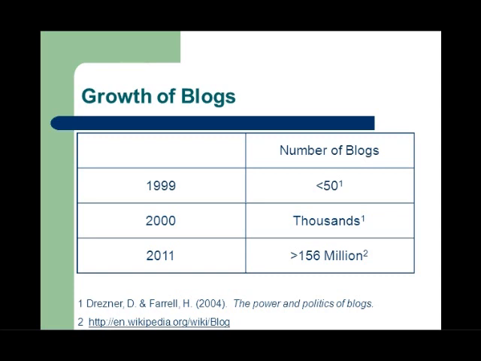Weblogs, or blogs, have grown at an astronomical rate. In 1999, the estimated number of blogs was under 50. At the end of 2000, estimates ranged into the thousands. As of February 16, 2011, there were over 156 million public blogs in existence.